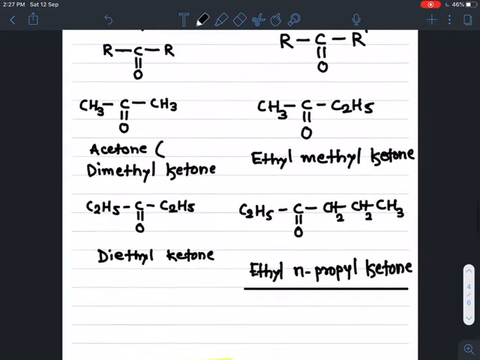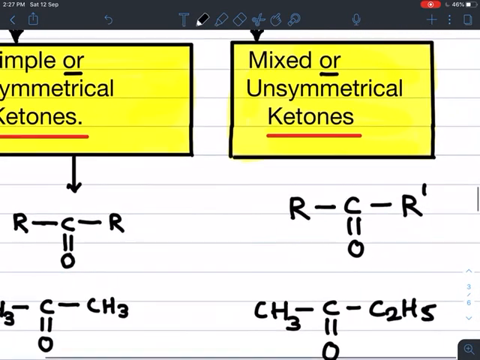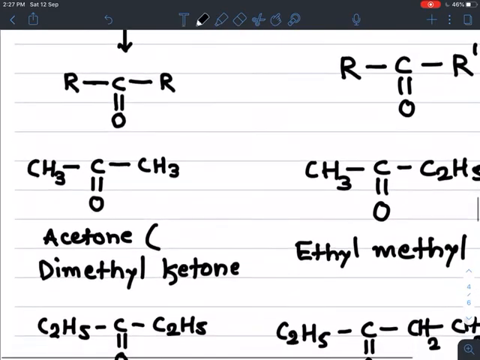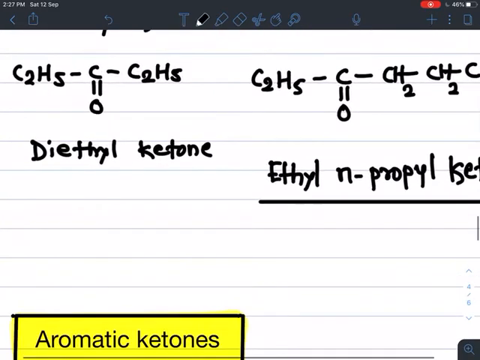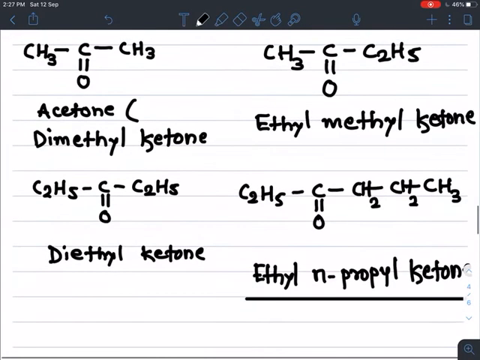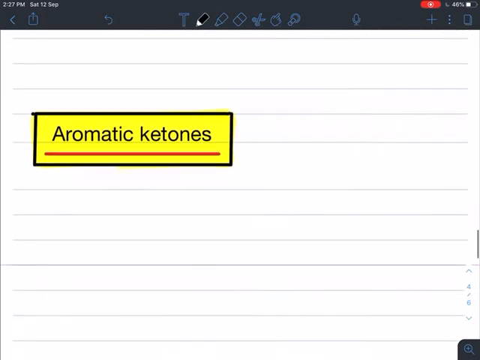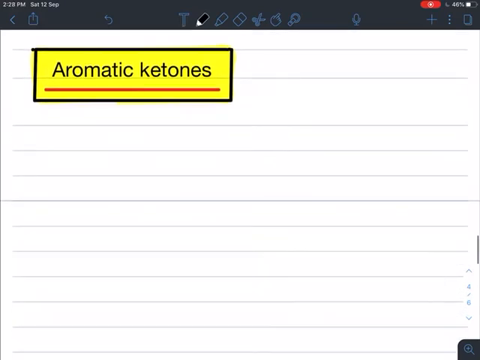So this is about the simple and mixed or unsymmetrical ketones. Many other examples are also there, but we'll see a few of them here. Now the second class of ketone is aromatic ketones.